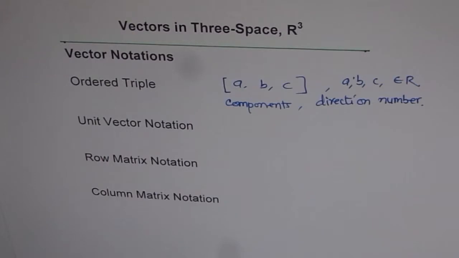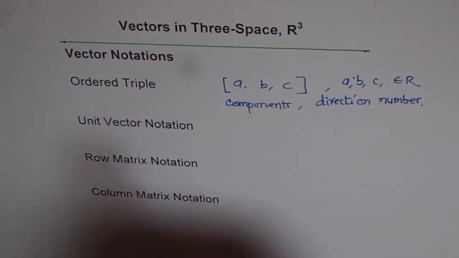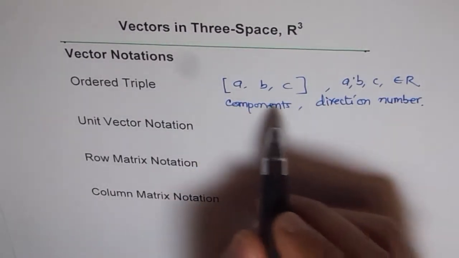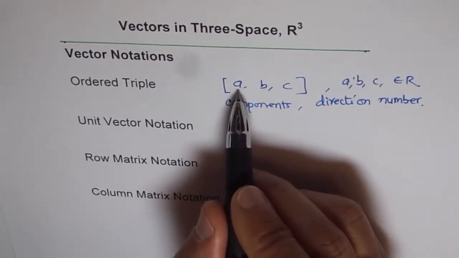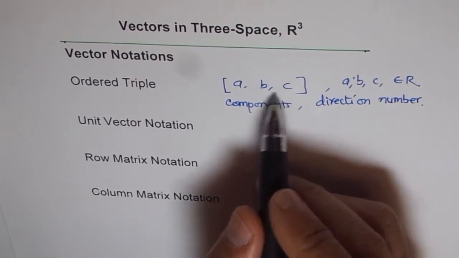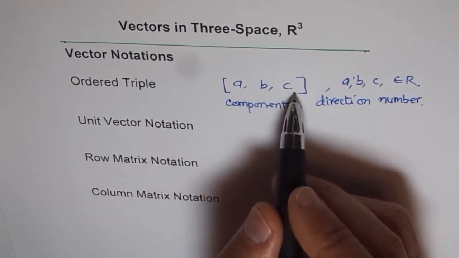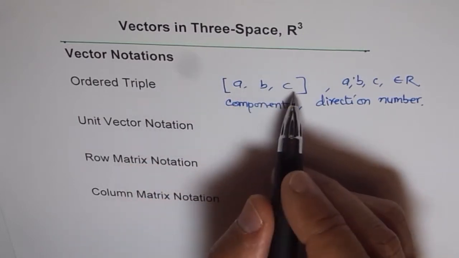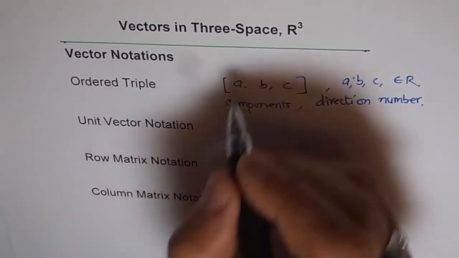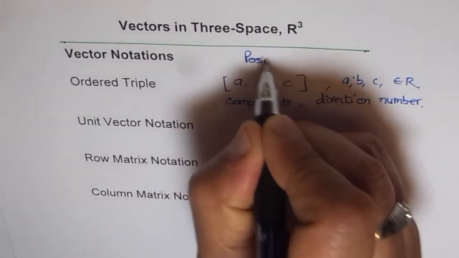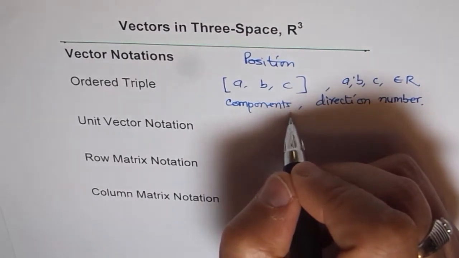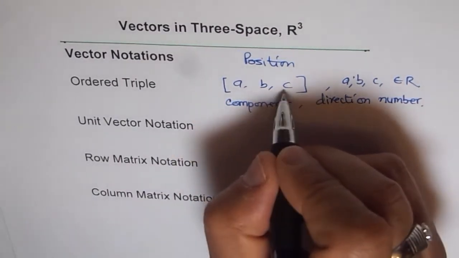So remember these terms. Whenever we have square brackets with the components, that is the x coordinate, y coordinate, and z coordinate given to us, it refers to an ordered triple, and it really refers to a position vector. Whenever it is given like this, we are talking about a position vector, with tail at the origin and head at (a, b, c).